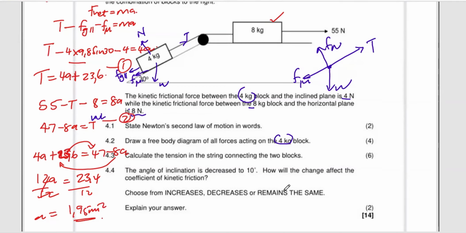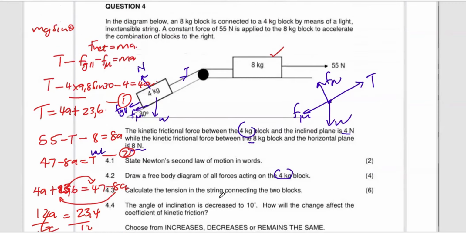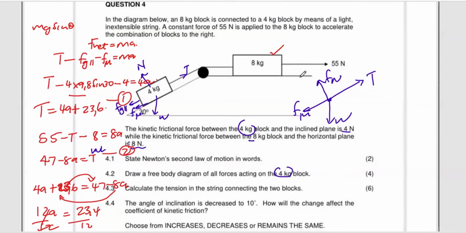But then the question is asking for the tension, meaning that our tension is going to be 4 multiplied by 1.95 plus the 23.6, which becomes 31.4 newtons. Okay, so that is what I'm getting. Please just verify with the calculations, and if there's anything that we probably left out, please just help us, okay? But that's how I would have gone about it.